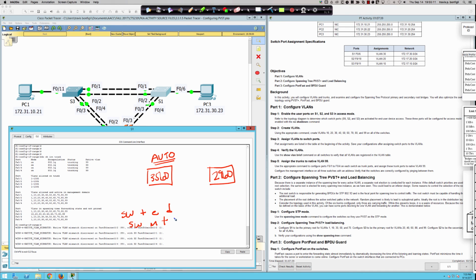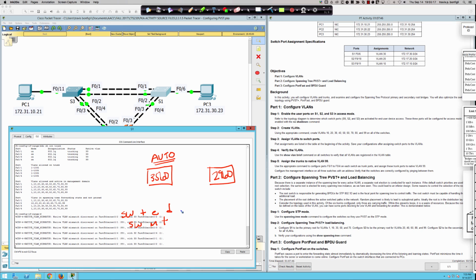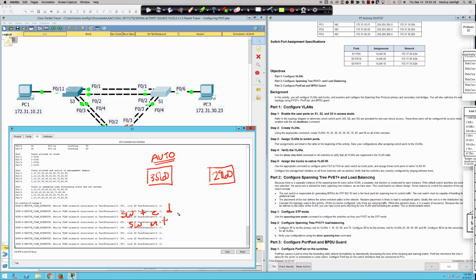Remember the 3550 we looked at with the default of dynamic desirable, right? Which means it's going to actively try to negotiate a trunk. The newer switches, it's dynamic auto, which means it's not attempting to negotiate a trunk. And that's why you see that auto output in the error message.